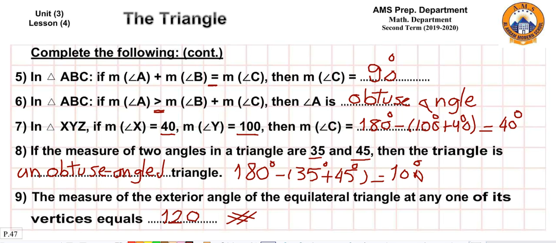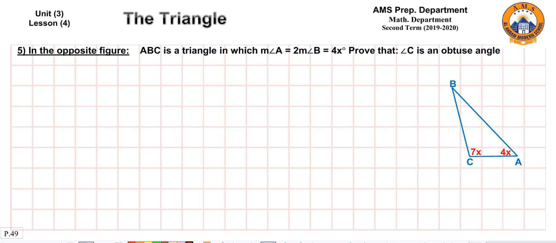Okay, now open your booklet please, page 49, exercise 5. ABC is a triangle in which measure of angle A equals 4x and also equals double the measure of angle B. Prove that the measure of angle C is an obtuse angle.